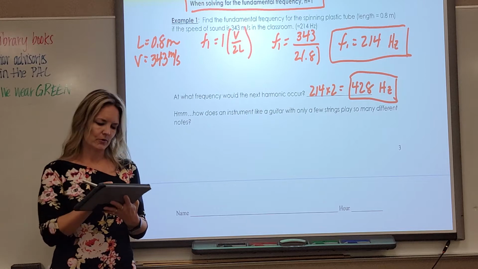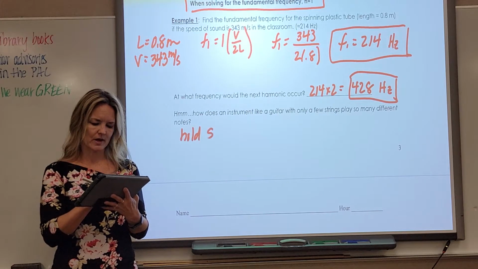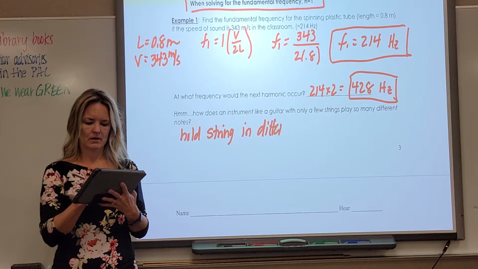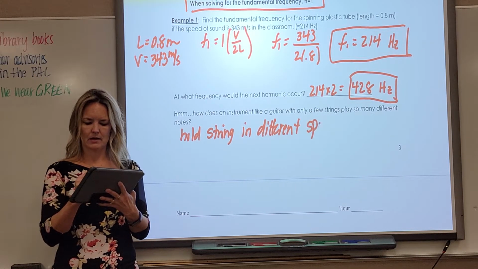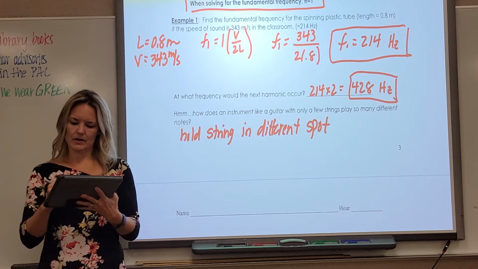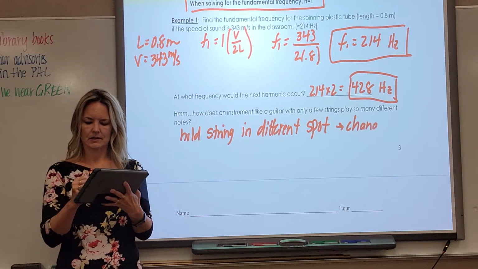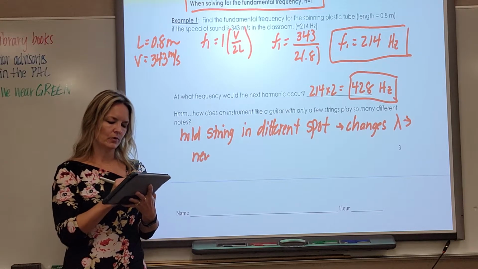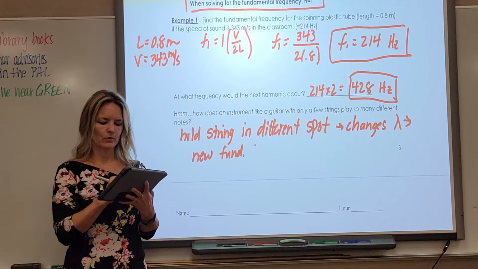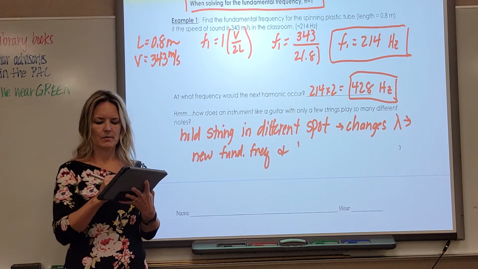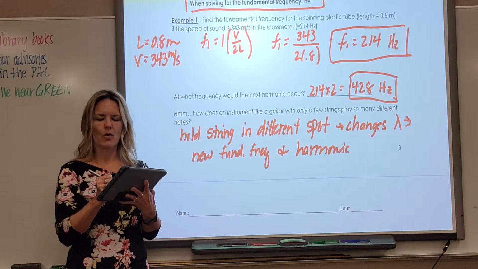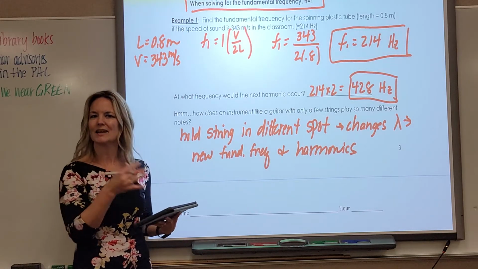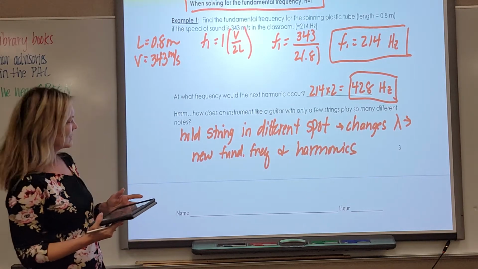All right, so if you hold the string in a different spot, it changes the wavelength, which means you have a new fundamental frequency and harmonics. We got a whole new set of musical notes and pitches that you're going to hear. By touching in a different spot, you're changing the wavelength.